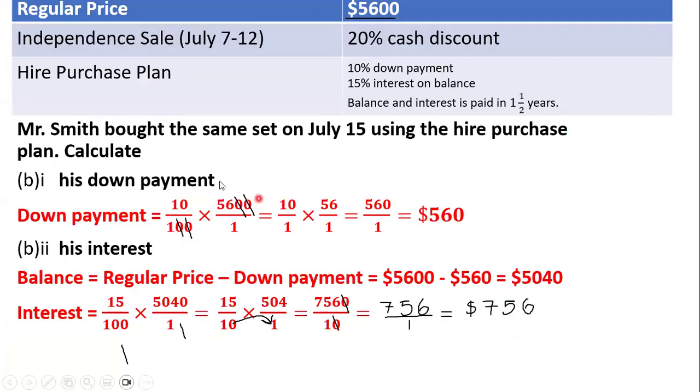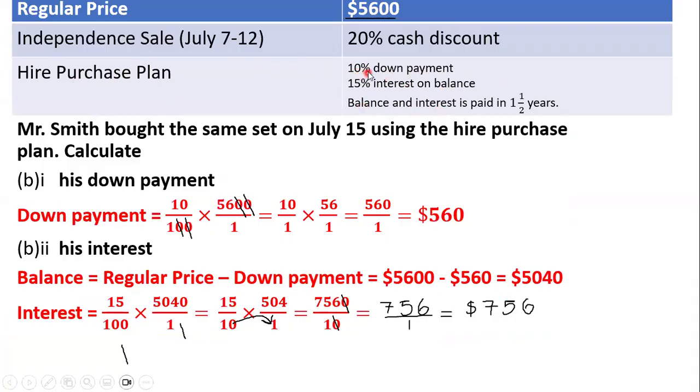So now we need to figure out the hire purchase plan. The hire purchase plan consists of 3 things. We need to do the down payment, then the 15% interest on the balance, and then the balance and interest.